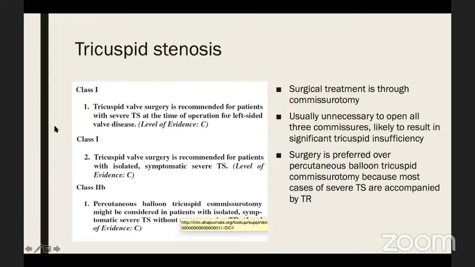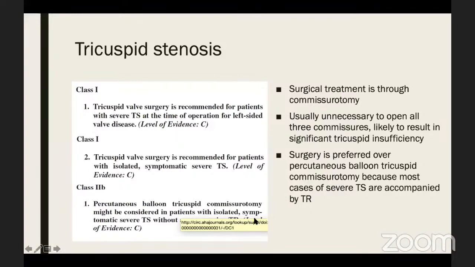So the guidelines regarding tricuspid stenosis: class 1, tricuspid valve surgery is recommended for patients with severe TS at the time of operation for left-sided valve disease. Also class 1, tricuspid surgery is recommended for patients with isolated symptomatic severe TS. And class 2B, percutaneous balloon tricuspid commissurotomy might be considered in patients with isolated symptomatic severe TS without concurrent TR.